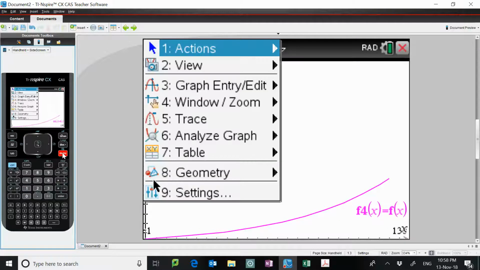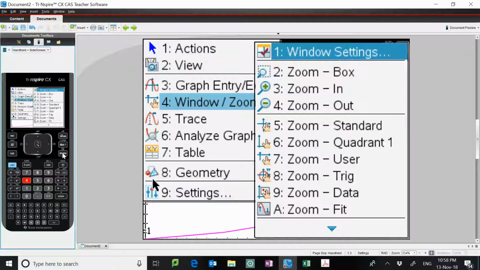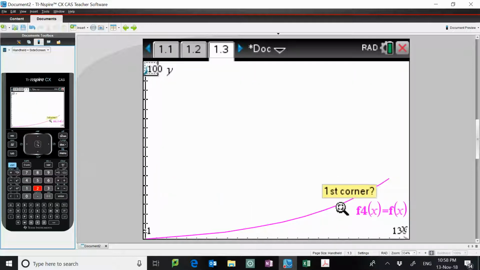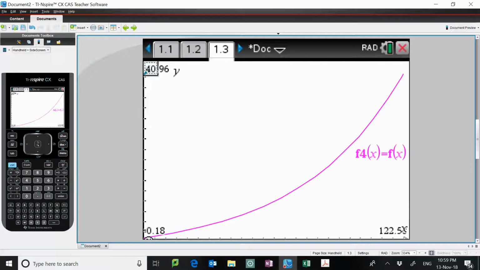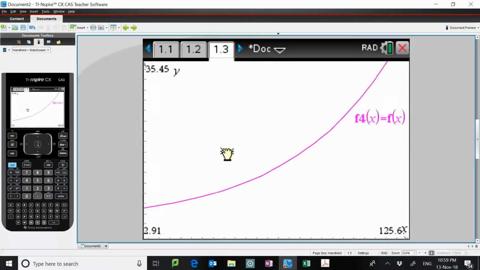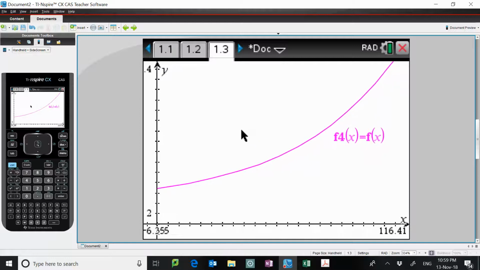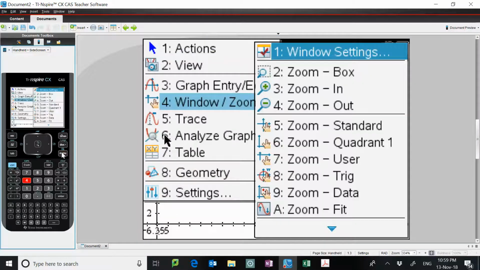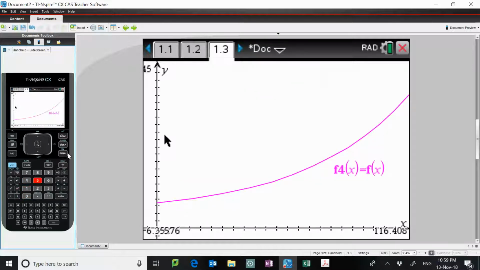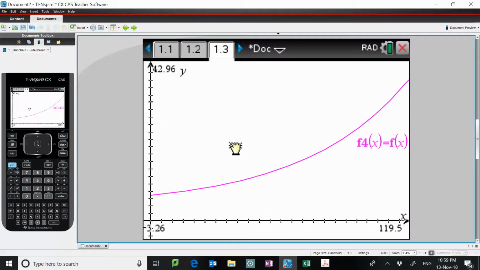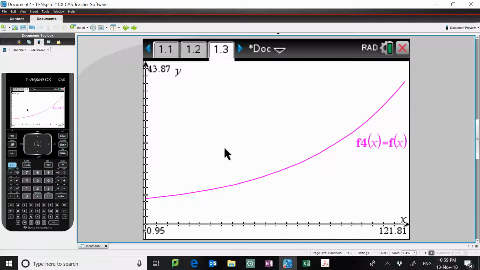So you can try it again and go menu 4, oh, actually instead of that, do zoom box. Zoom box makes it easier. Do this and then over there. Second corner. There we go. Got a better graph. And if you just shift the graph a bit, maybe you get a better view. Okay, I'm just going to do menu 4, 1. I'm just going to adjust it a bit. Maximum, let's make it 45. And just a bit across. There we go. This is my graph.